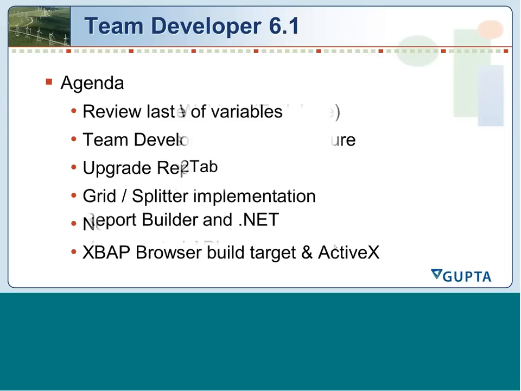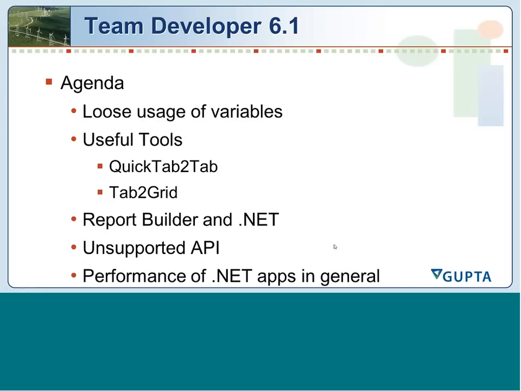Then we have to talk about loose usage of variables. In .NET, it's not possible to have special variables, for example arrays of handles in part or in case of number variables. So you have to find out what's really the right variable. We have some useful tools, so I want to introduce QuickTab to tab and tab to grid executables, which give you the possibility to move very quickly from the old technology to the new technology inside your source code.